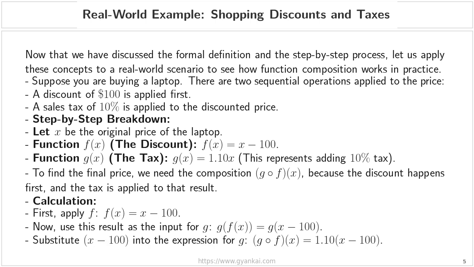Finally, we substitute the expression x minus 100 into the rule for function g. This gives us the final composed function. G circle f of x equals 1.10 times the quantity x minus 100. This example perfectly illustrates the chaining effect we discussed earlier.